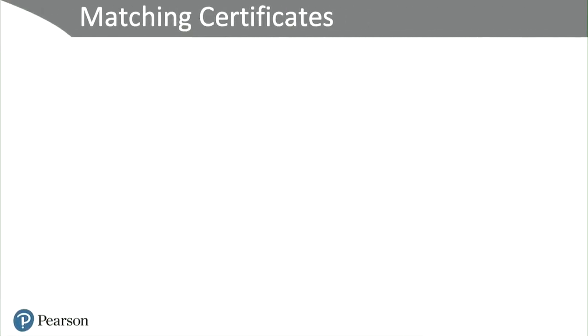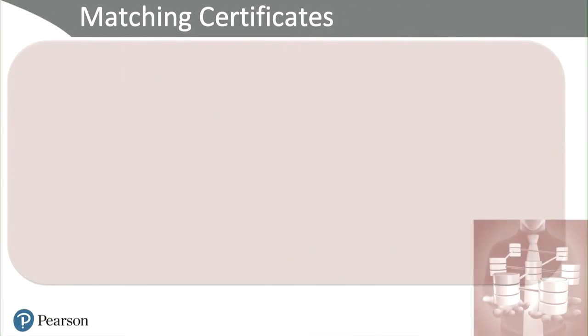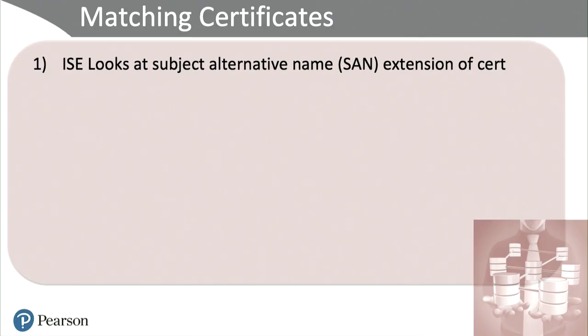When matching certificates, let's take a look at how this flow works. So first of all, ISE is going to look at that SAN, or that Subject Alternative Name field of the extension of the certificate.